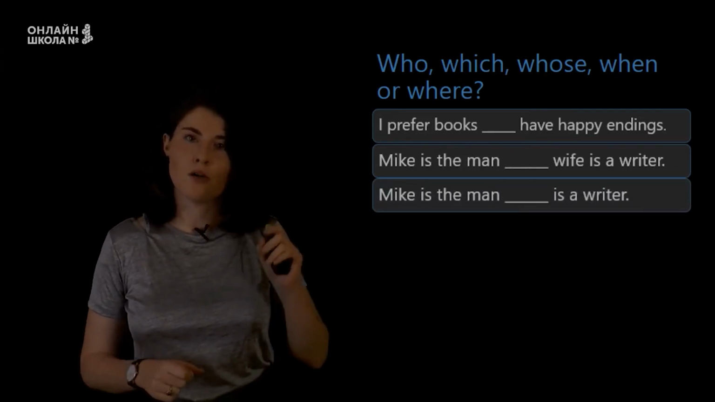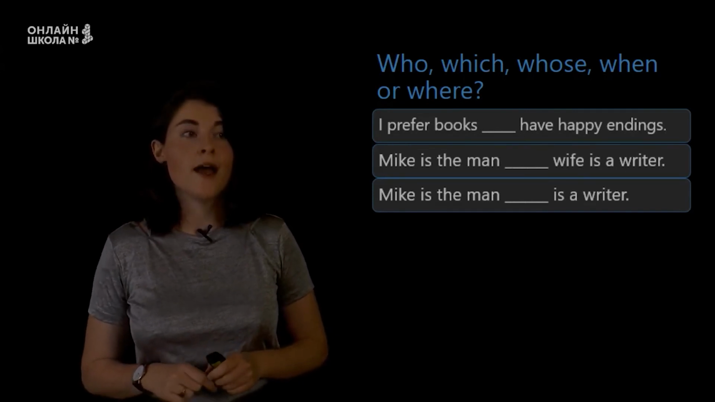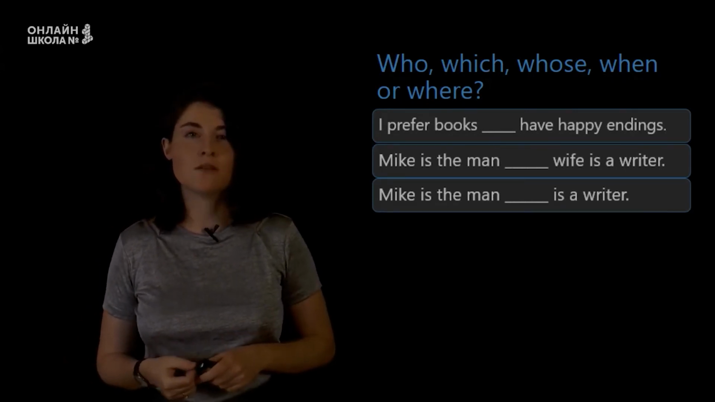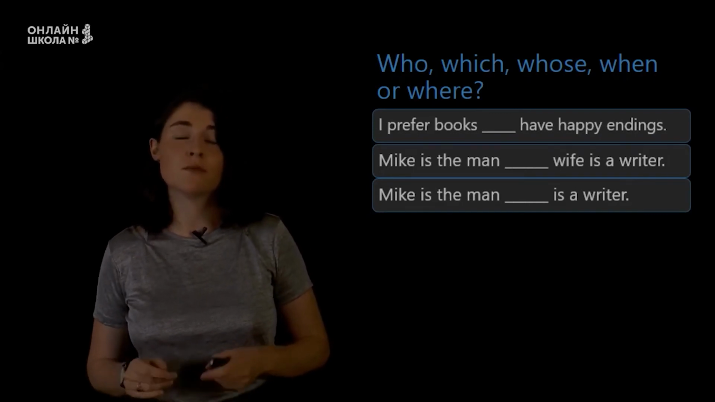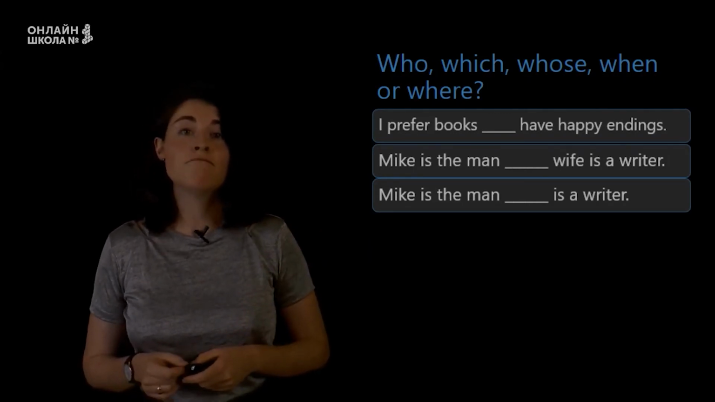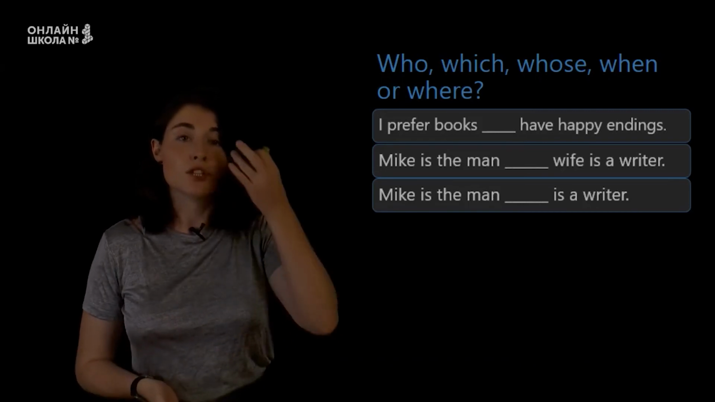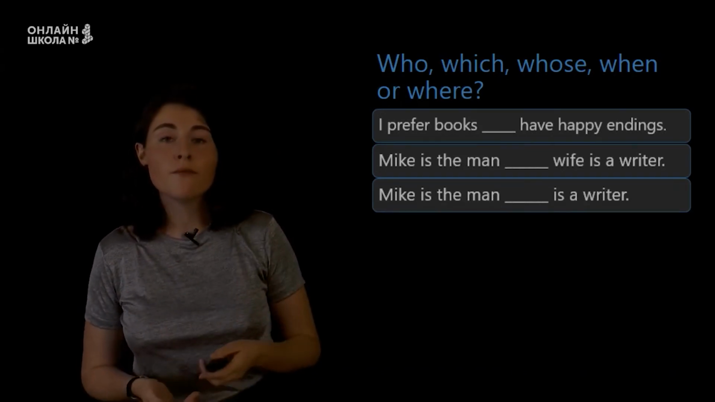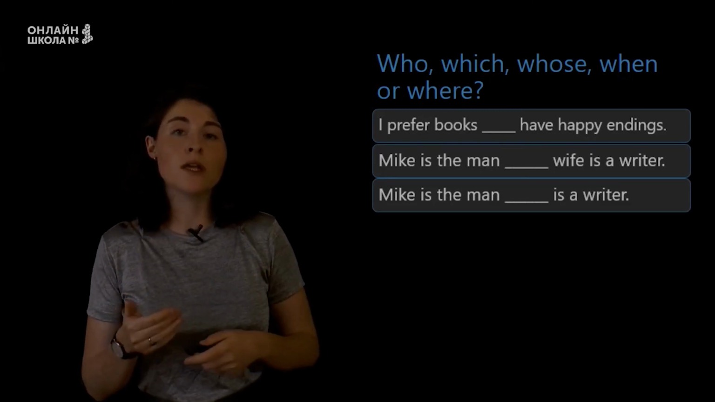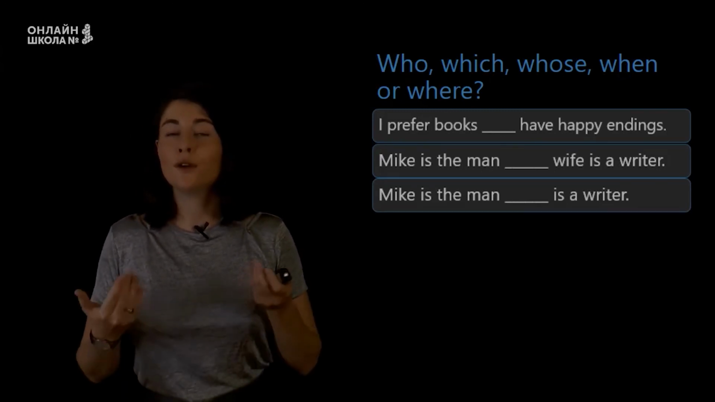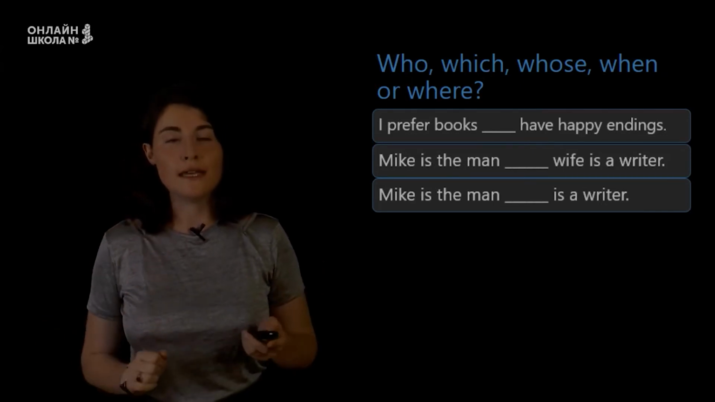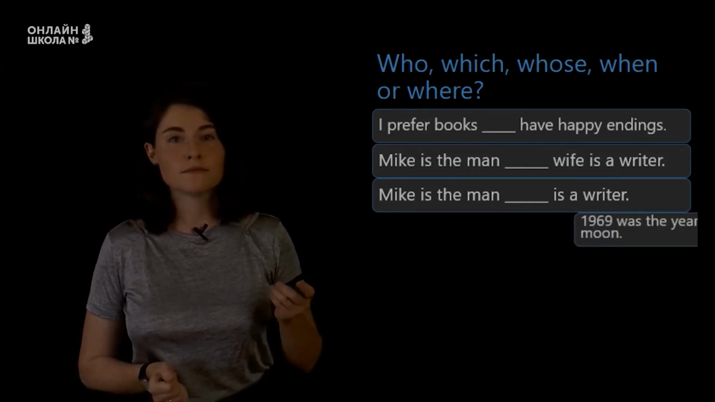Следующее предложение похоже, но оно чем-то отличается. Mike is the man is a writer. Здесь мы уже не говорим ни про чью жену, мы говорим здесь только про Майка. И никакие его отношения нам не важны. И когда мы говорим про людей, when we speak about people, we use the pronoun who. So, Mike is the man who is a writer.